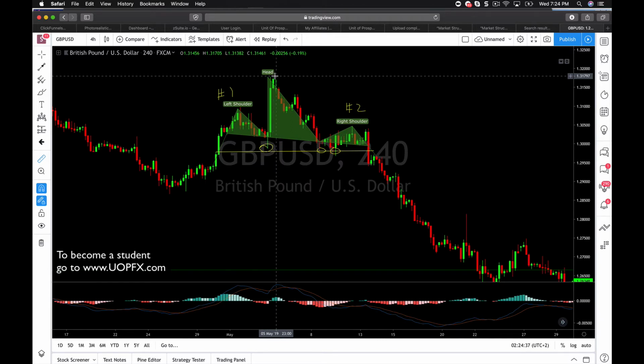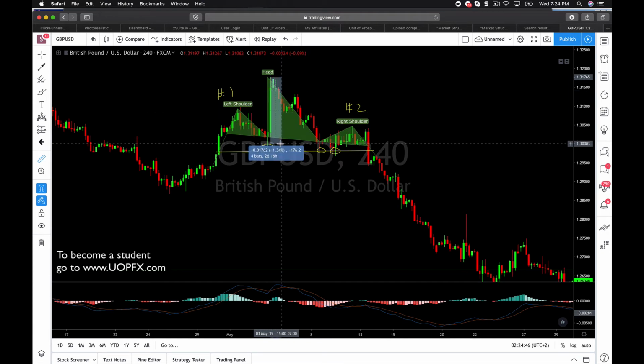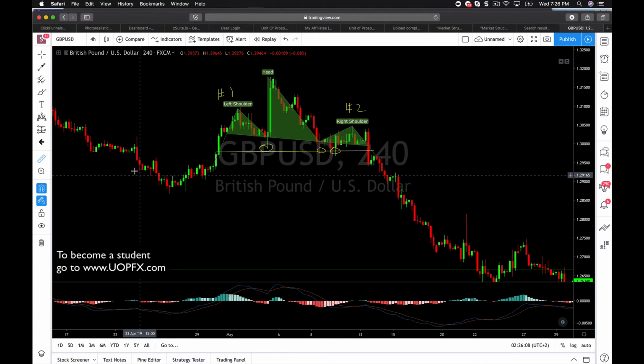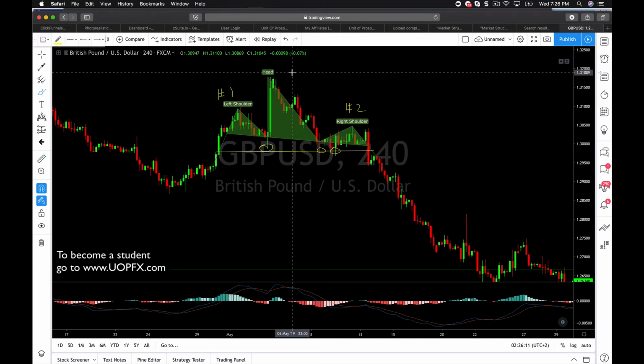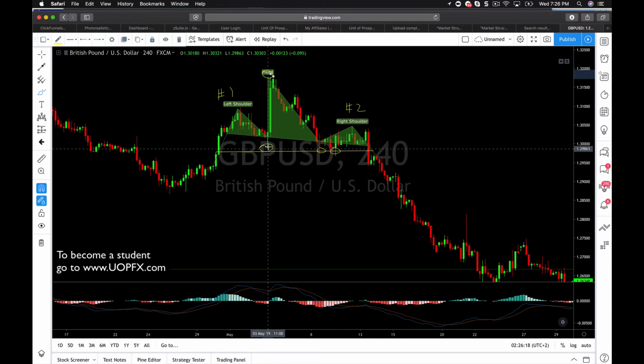A measured move is basically going to be the head all the way down to the neckline. So I'm going to measure from the head all the way to the neckline, which is roughly here, and that is 190 pips. Let's recap what we're doing here for those that may have got lost. I'm going to measure from the head down to the neckline here. In this case, from the head, it's roughly right here.